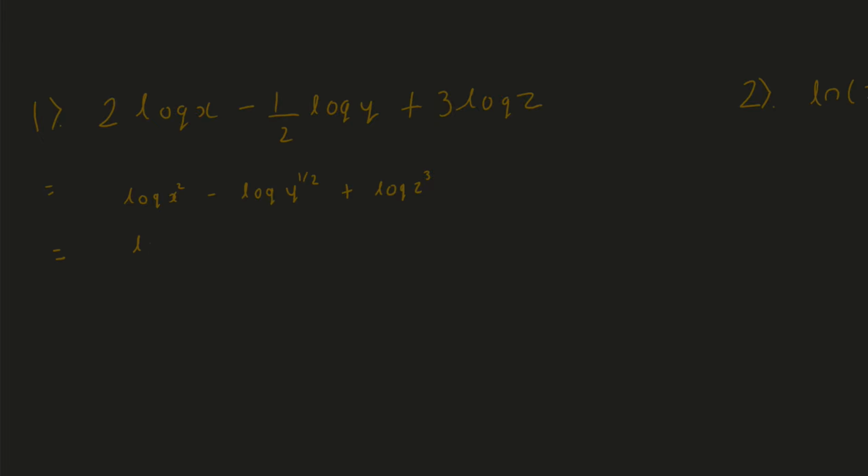Now we use the quotient rule in the first two brackets. So this becomes x squared, and y raised to 1 upon 2 can be written as root y, plus log z cubed, and then using the product rule, this just becomes x squared z cubed divided by root y. This is the single expression. Remember here that the base is not given, so the base is assumed to be 10.